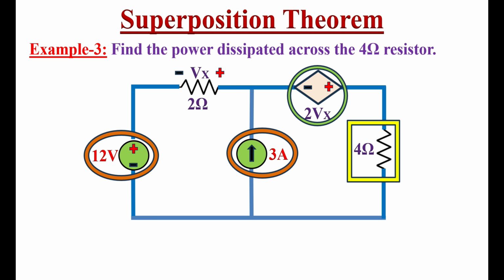To use superposition theorem, we will analyze the circuit in two cases. In case 1, we will keep the 12 volt source active and turn off the 3 ampere current source. Remember, we never turn off dependent sources. Let's look at case 1.